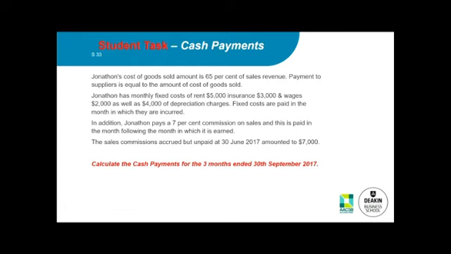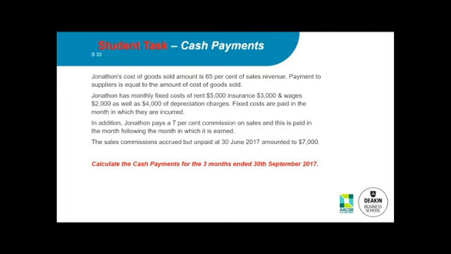So Jonathan has monthly fixed costs of rent, $5,000 monthly, which means every single month it's $5,000. Sorry, rent is $5,000, right? Rent is $5,000, insurance is $3,000, wages is $2,000, and depreciation is $4,000. Now, it does say monthly, which means every single month we have these expenses. We have rent, we have insurance, we have wages, we have depreciation every single month. So that must be part of our cash payment journal every single month.